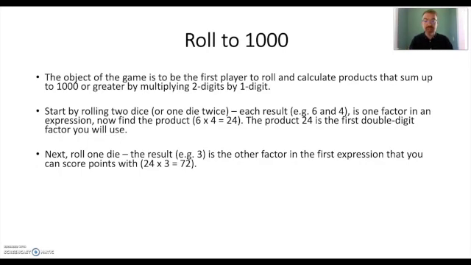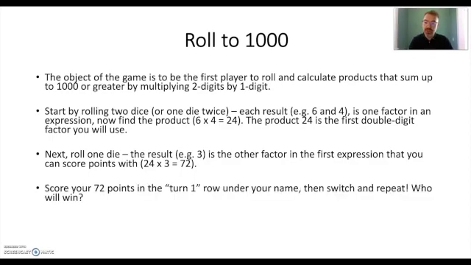So your expression looks like this. 24 times 3 equals 72. So I would write 72 in turn 1 row under my name, and then switch. Other player goes, and repeat until you get to 1,000 or greater.